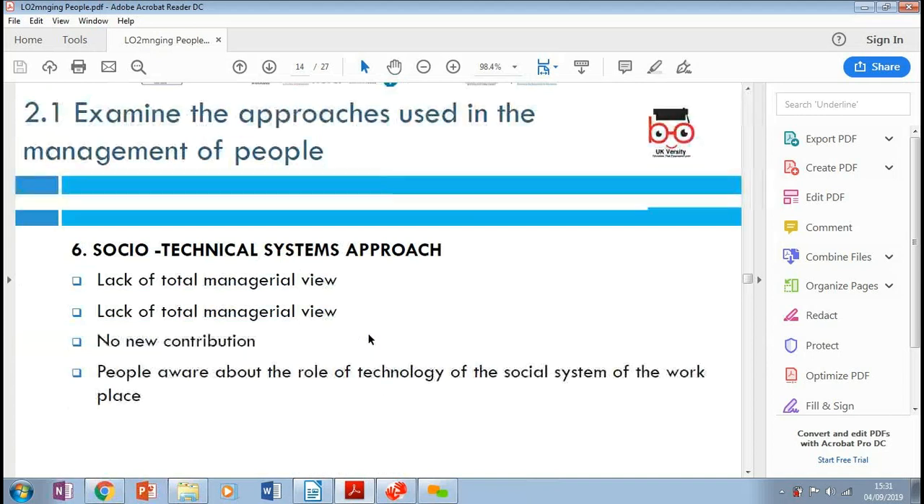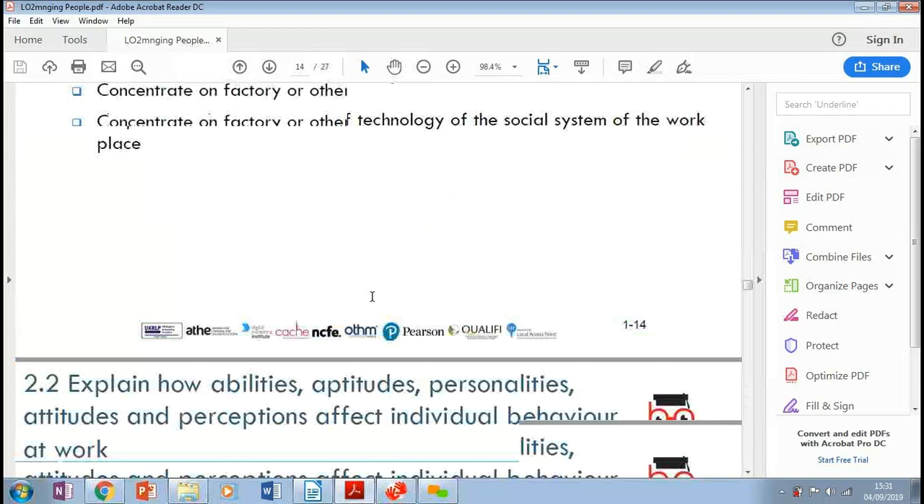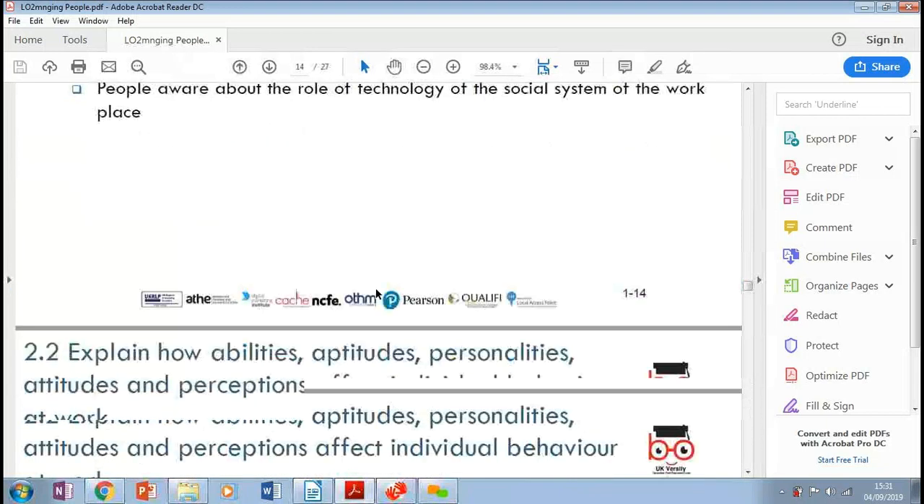Again here, that's the same as before, isn't it? That's 2.1, isn't it? Are we moving on too quick?